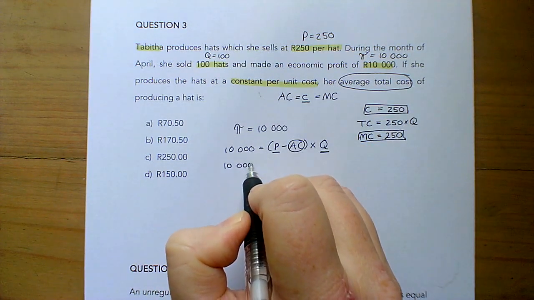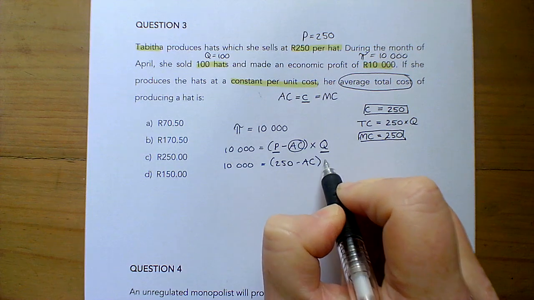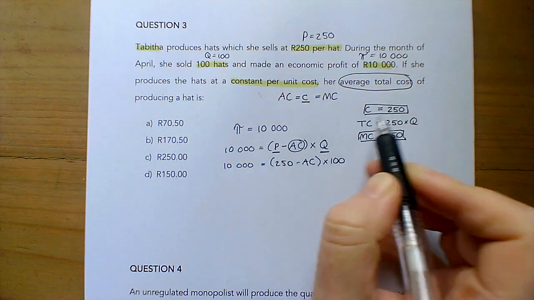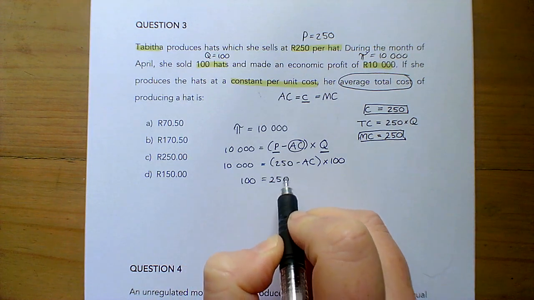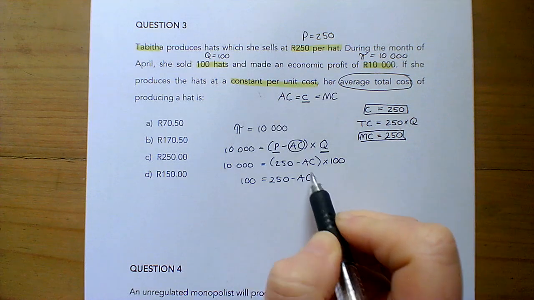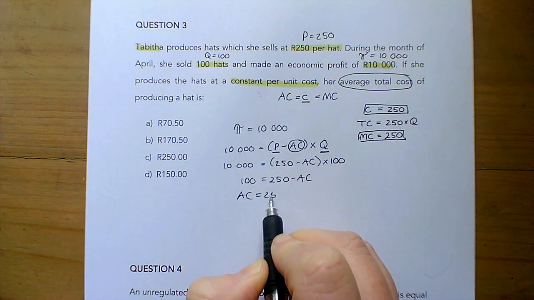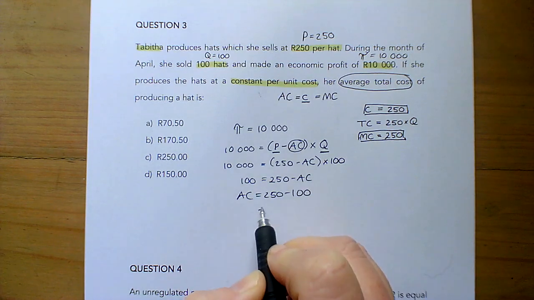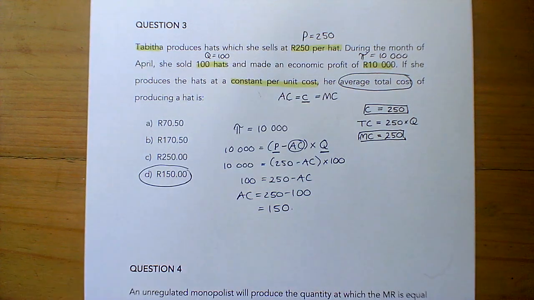So 10,000 is equal to (250 minus my unknown cost) times 100. If I divide both sides by 100, I get 100 is equal to 250 minus AC. And so that means that AC is equal to 250 minus 100, which is 150. And so the answer is D, 150 Rand.